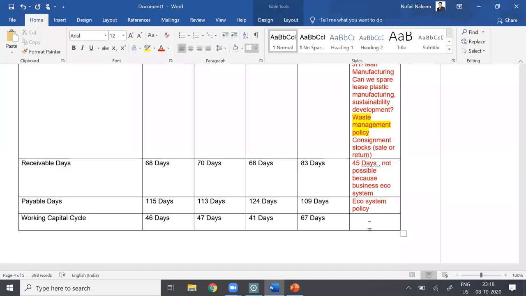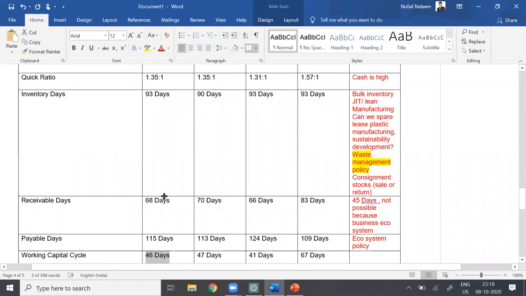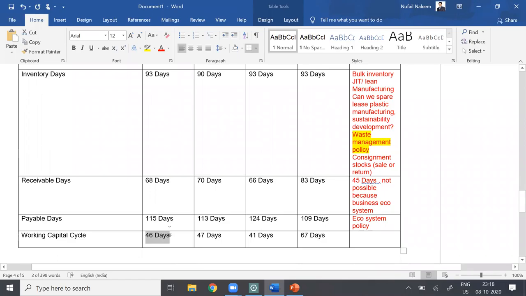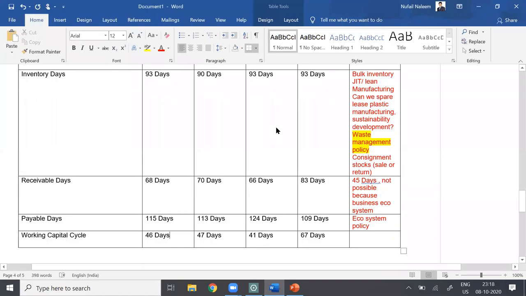Correct. So if you see working capital management, we also have a shortage, right? Because if you add 93 and 68, that will effectively come to more than 161 days. Agree or not agree, Asta? Agreed. So payables will come to around 115 days, so for 46 days you will delay their payment. But my question is, Asta, we don't have a working capital problem, because we have money. Do you observe this? Yes, we have the cash. We have the cash, but we are not paying.